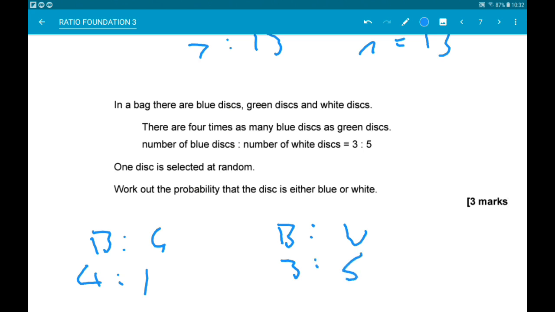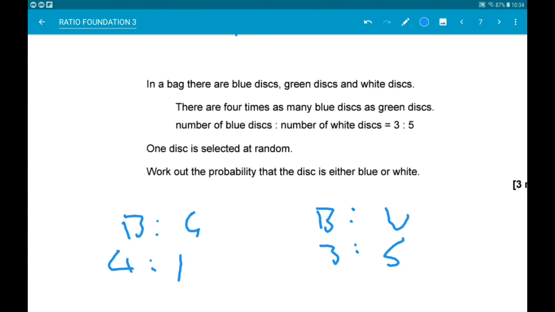We're told one counter is chosen at random. We need to work out the probability it is either blue or white. Okay, so to do this, we're going to need to combine these ratios into a single ratio, blue to green to white. Work out how many parts are either blue or white. Work out how many parts the ratio has altogether, and then that will give us our probability.